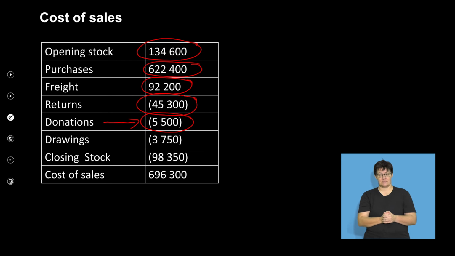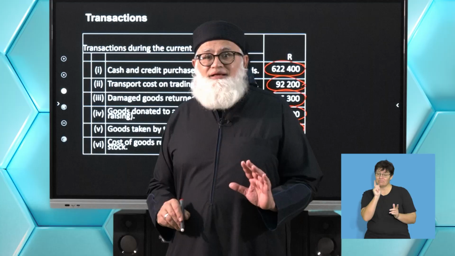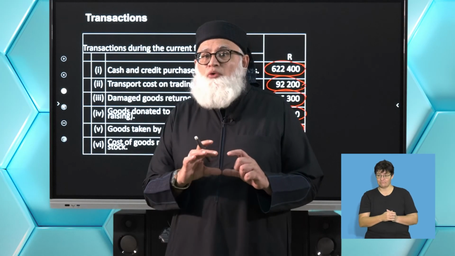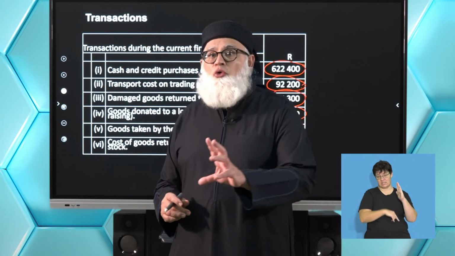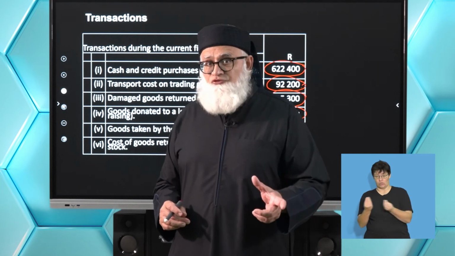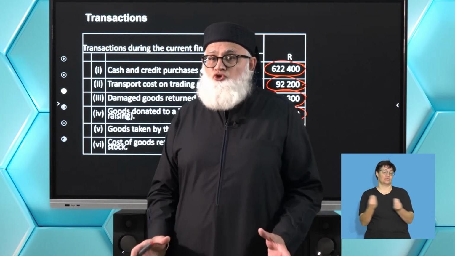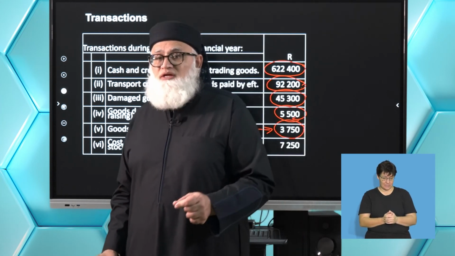The next item that I have here is goods taken by the owner for personal use, 3,750. Just a word of caution here: be careful how it reads. If it just says drawings, drawings could be cash or stock. But in this case, we're only dealing with stock as a drawings figure. So that's the amount that we require.